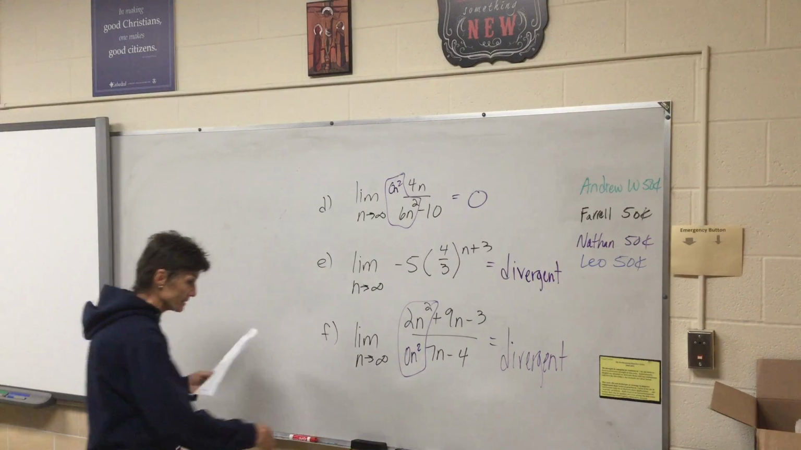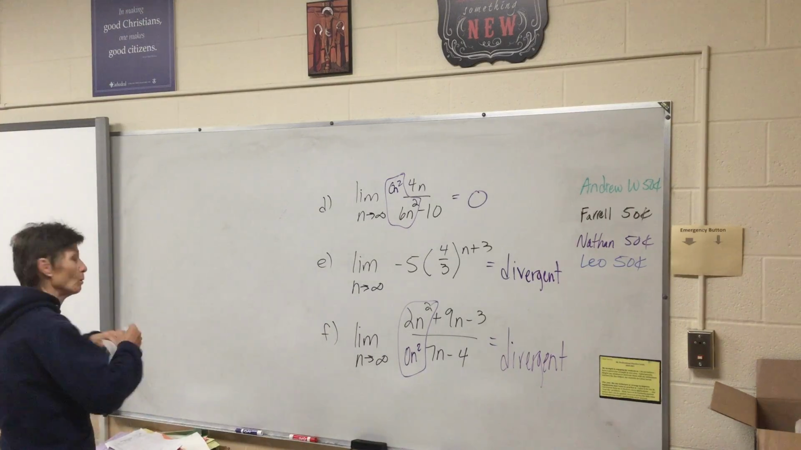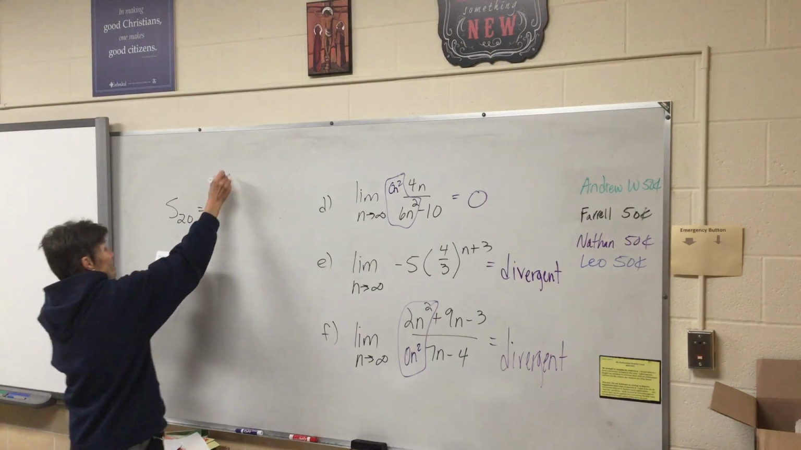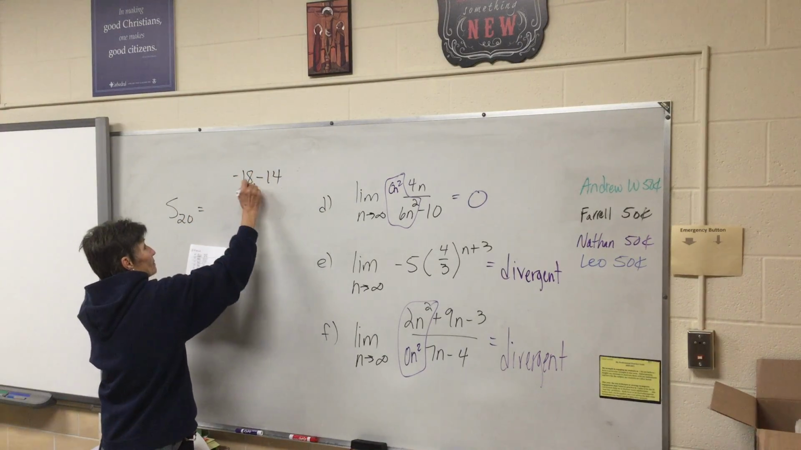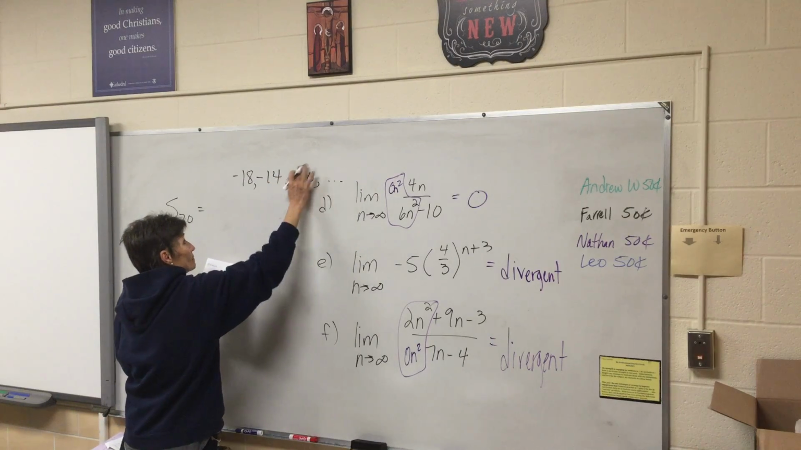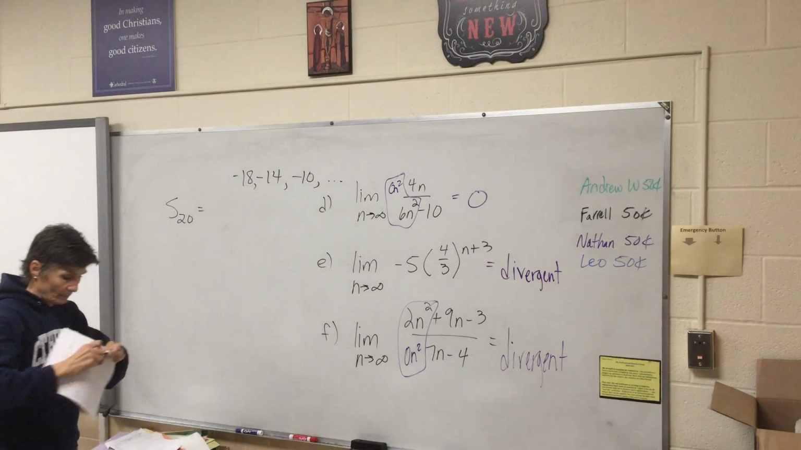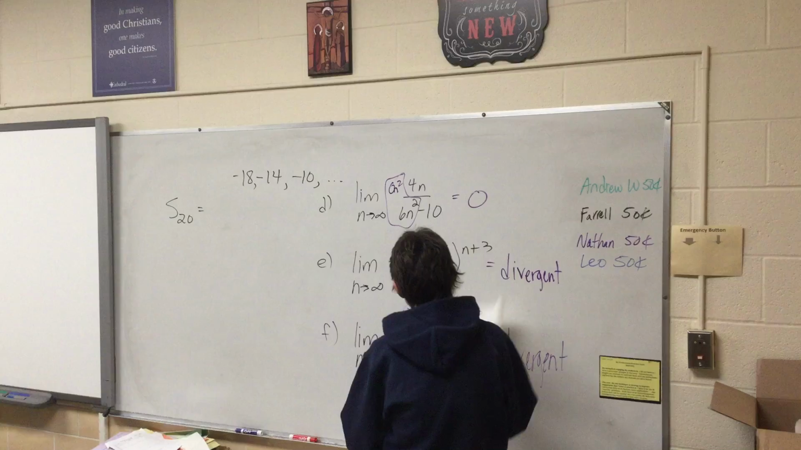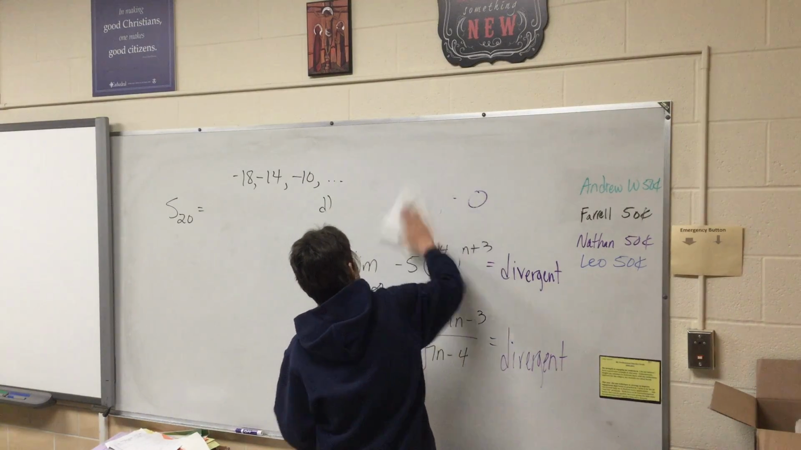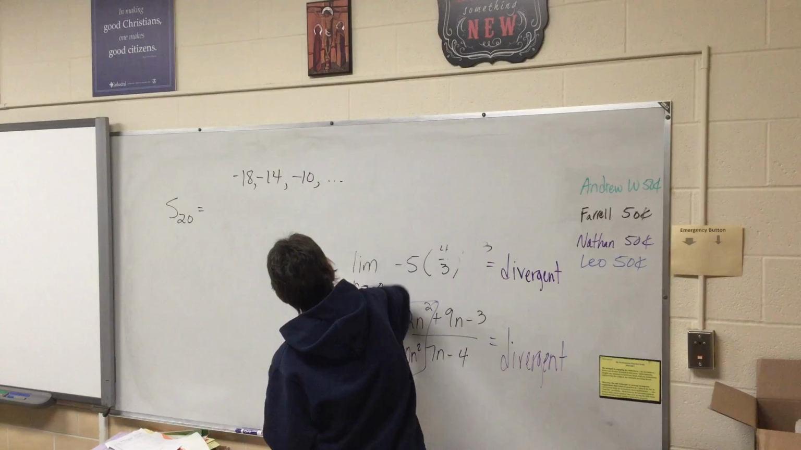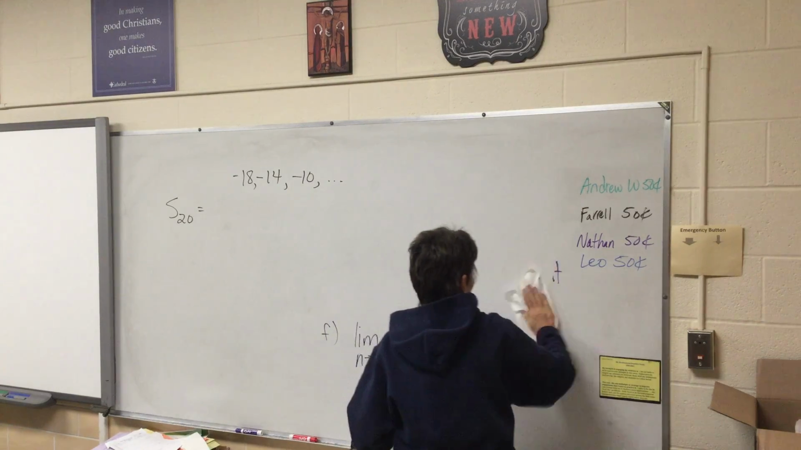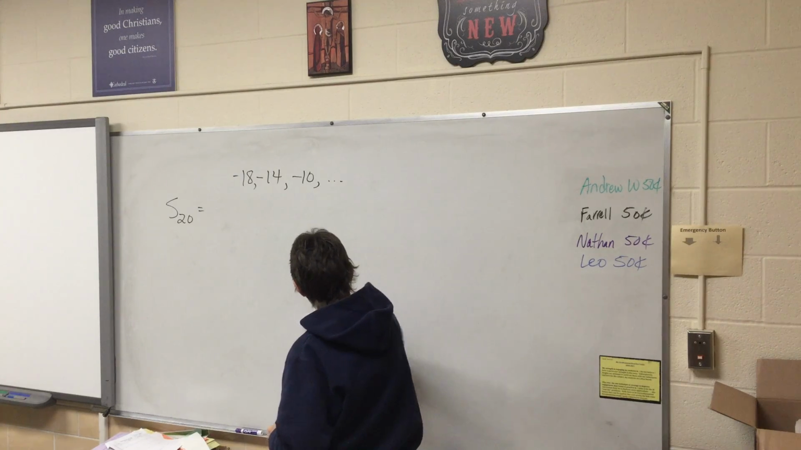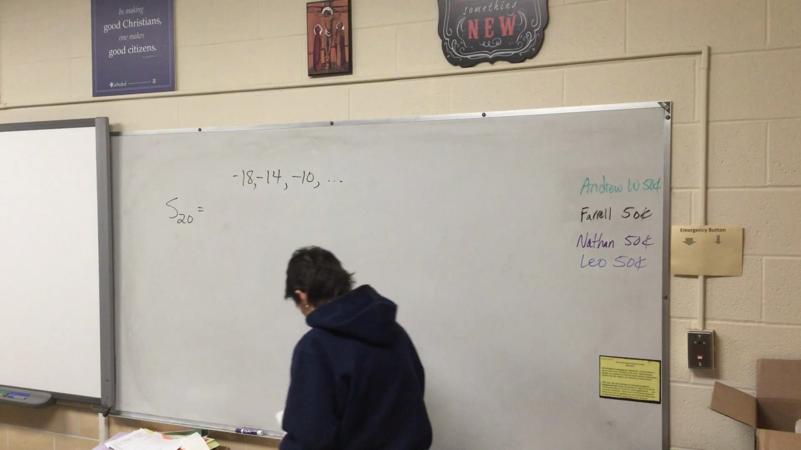Get another sequence here. We'll try to get a couple more done. We're going to find S sub 20, that's the problem, and here's the sequence. So, as always, the first thing you want to do is figure out if it's arithmetic or geometric. So which is it? What's happening?